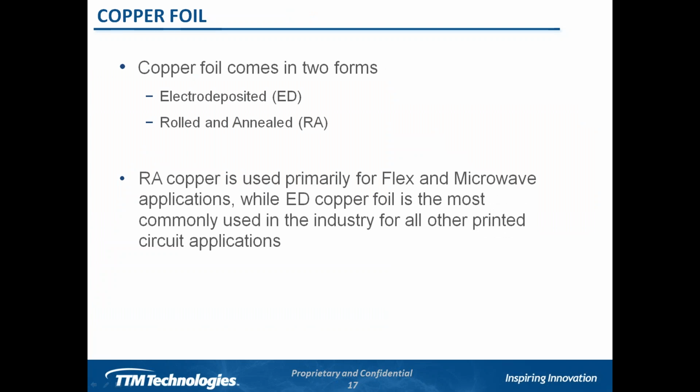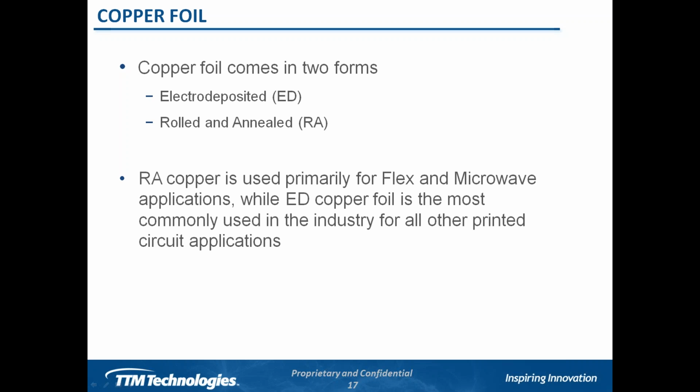And on the copper foil side, there's two options. There's electrodeposited foil, also known as ED foil. Then there's rolled annealed foil, which we call RA. And rolled annealed copper is the one that is less used. It is used primarily for flex materials because its properties allow it to have higher elongation and higher tensile strength, which is great for bending. It's also used a lot for microwave applications where it's just a lot flatter, and it provides better roughness values for use in high frequency circuits.